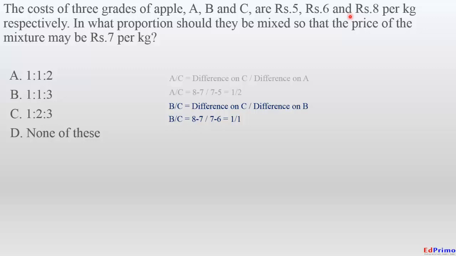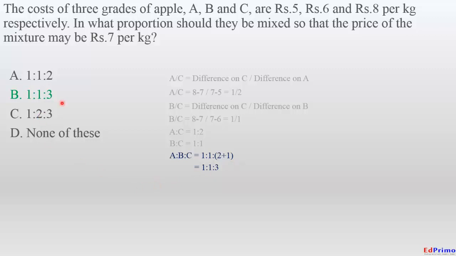Now we know that for every single quantity of A, we need 2 quantities of C, and for every single quantity of B, we will need another 1 quantity of C. So when we mix A, B and C together, for every single quantity of A over here, we have got 2 quantities of C, and for every single quantity of B, we have got 1 quantity of C, and therefore the final mixture is 1 is to 1 is to 3, and that is the mixture that will cost us rupees 7 per kg.